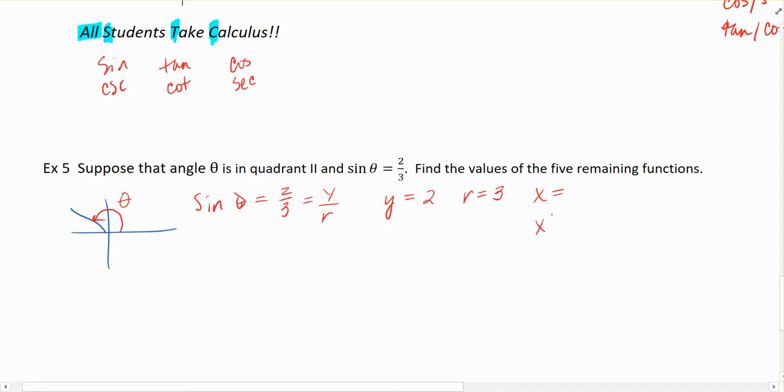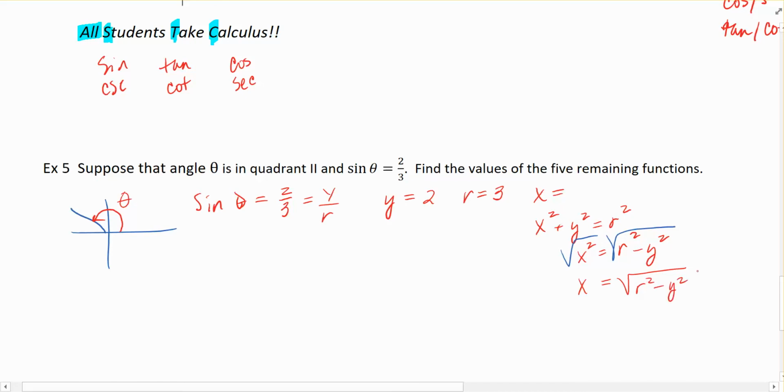So if the Pythagorean theorem is listed as x squared plus y squared is equal to r squared, I'm interested in isolating x. I'm going to subtract y squared, and then I'm going to take the square root of both sides. And I find out x is equal to the square root of r squared minus y squared.